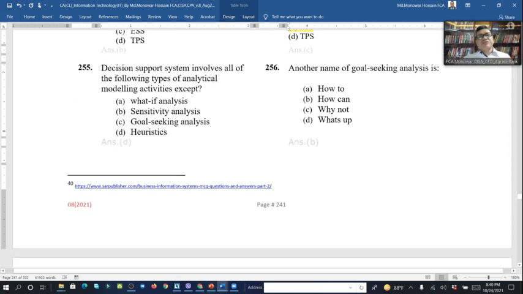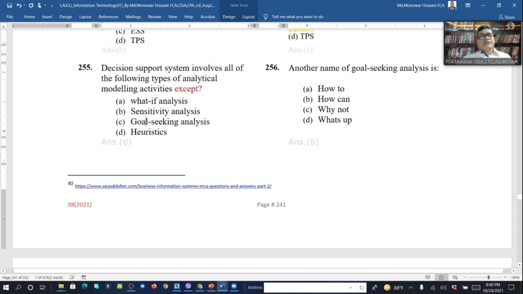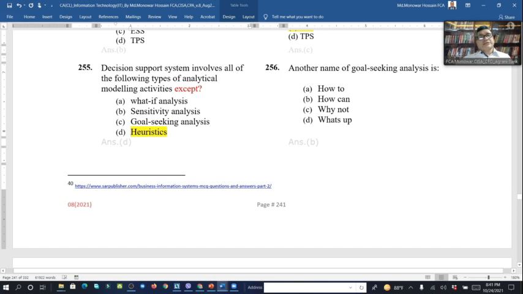Decision support system involves all of the following types of analytical modeling activities except one. That one we should find out. Here decision support system involves what-if analysis, which is true, sensitivity analysis, also true, goal-seeking analysis, true, but heuristics is not true. So your answer is D.